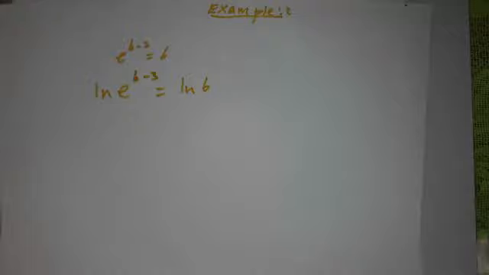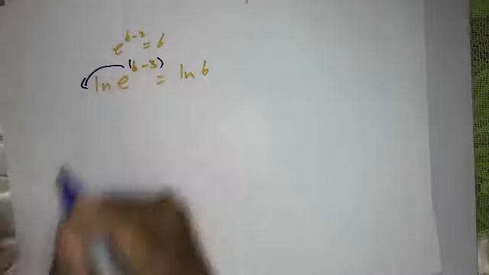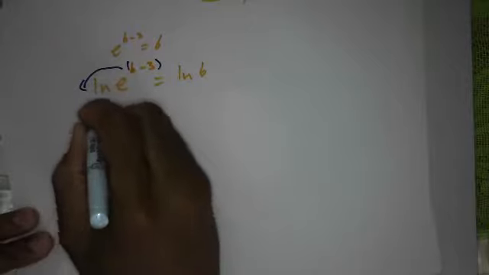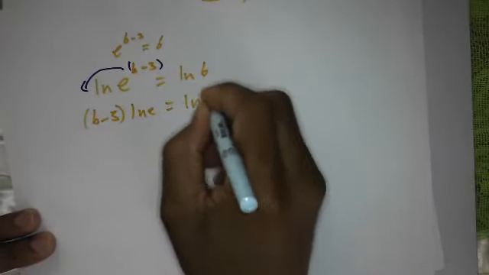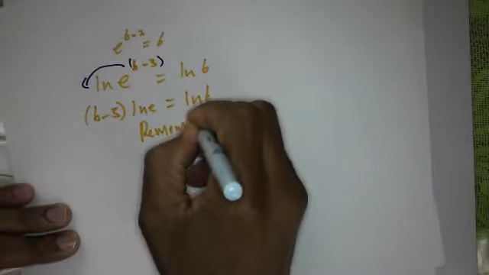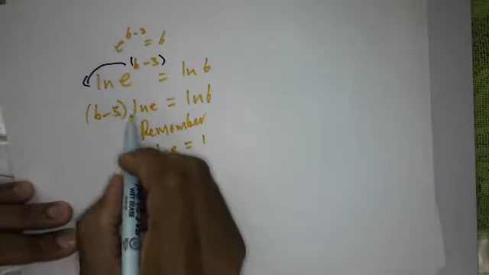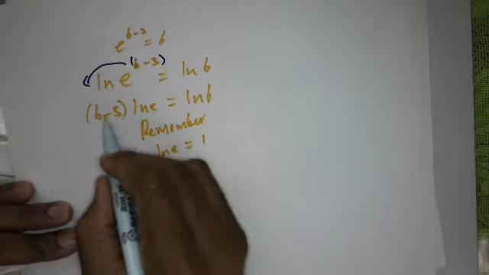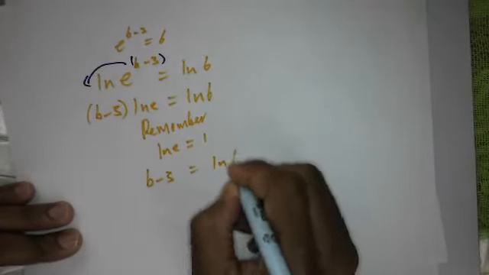Again, all of this exponent is going to come to the front. So what you would have now is b minus 3 ln e equals ln 6. But remember that ln e equals 1. So 1 times all of this, b minus 3, is just b minus 3 equals ln 6.